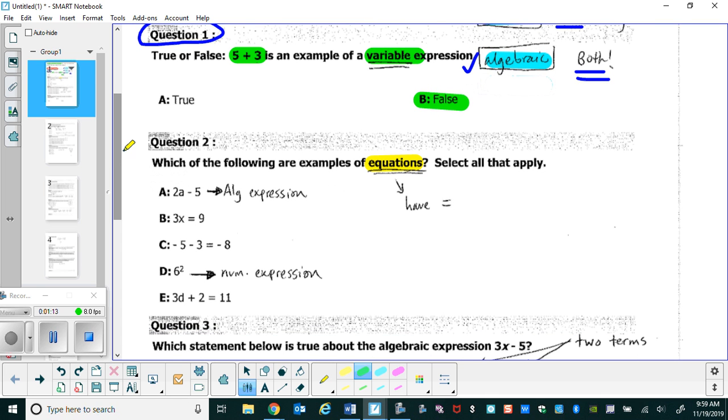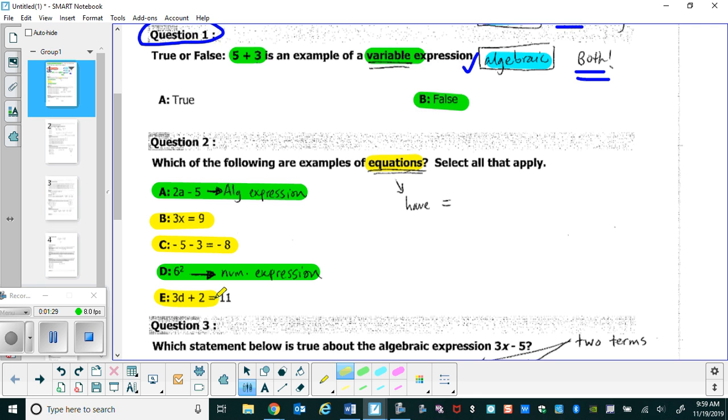All right, so which of the following are examples of equations? Now with our equations, we're looking for stuff with an equal sign. Now for A, that would be an algebraic expression. D with just numbers would be a numerical expression. So we've got B, C, and E, all 3 the ones with equal signs, and those are the equations, okay? So equations have your equal signs, expressions do not.